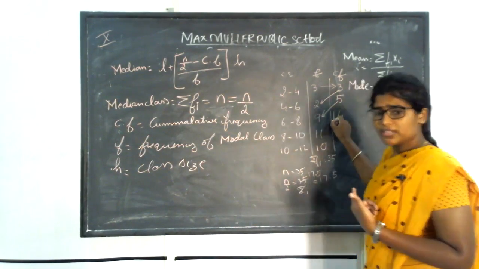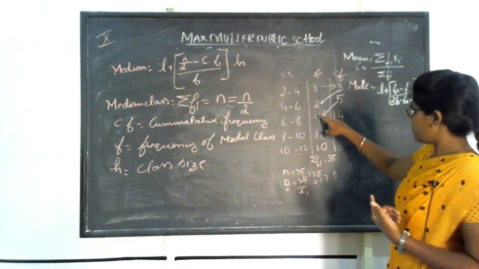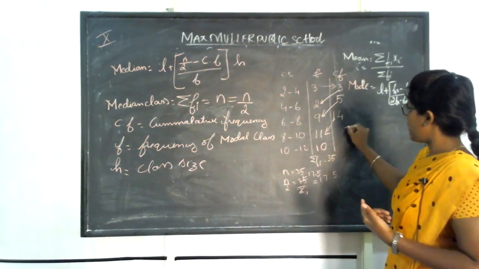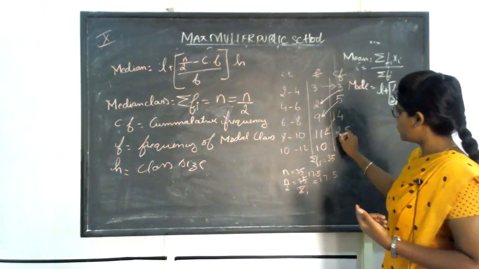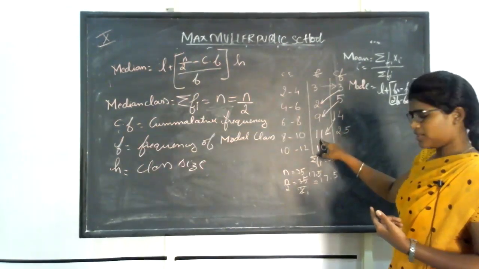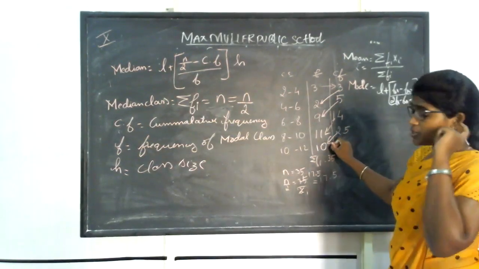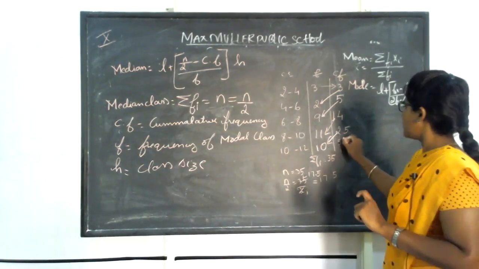You will add it with 11, not with 9. So 4 plus 1 will be 5, and 1 plus 1 will be 2. Then this 25, you will add it with 10, not with 11. So 25 plus 10 will be 35.